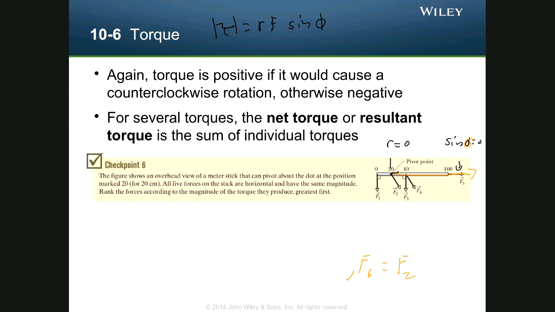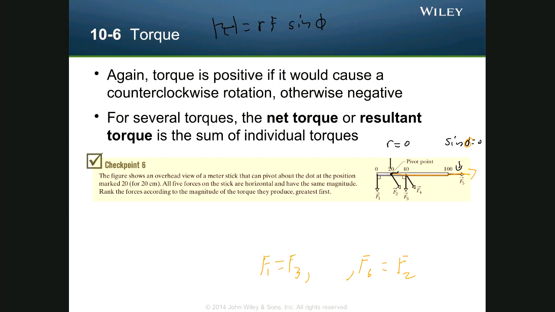Now, if we look here, we can see that F1 and F3 are going to be the same, right? They have the same R vector. And we're looking at magnitude, so the direction doesn't matter. The R's are the same and the angles are the same. So we'll have F1 equals F3.